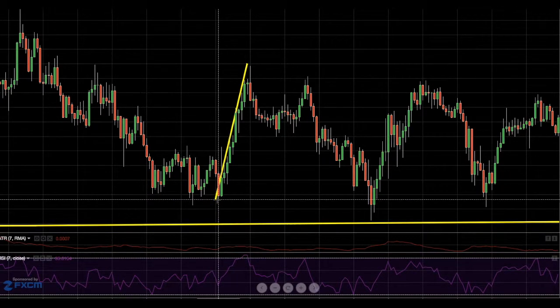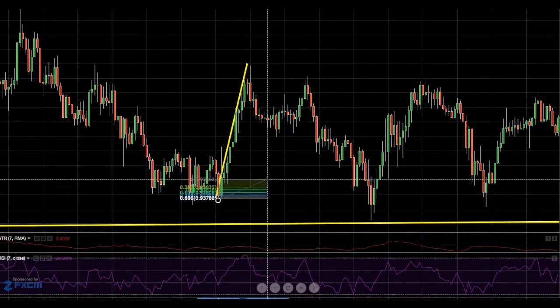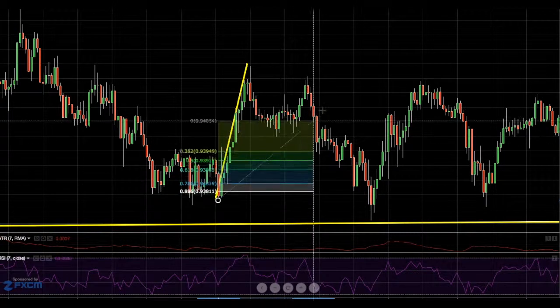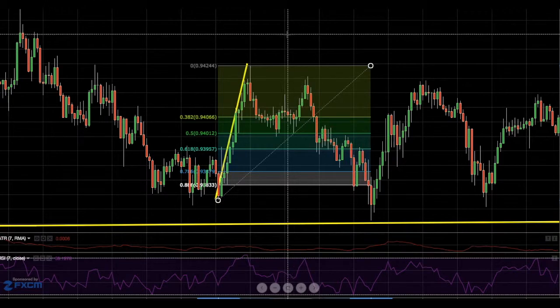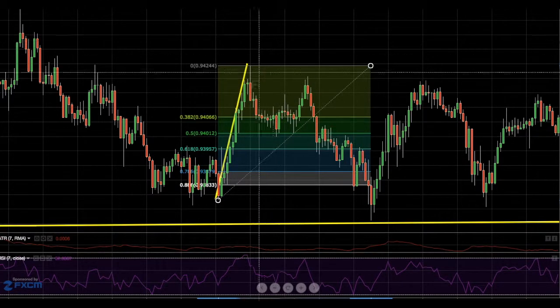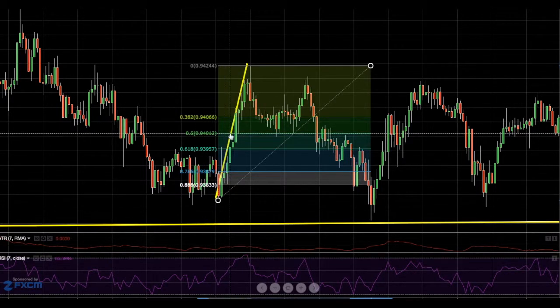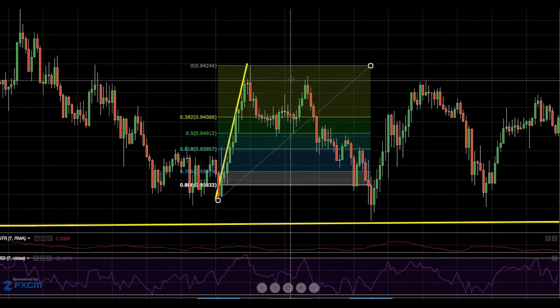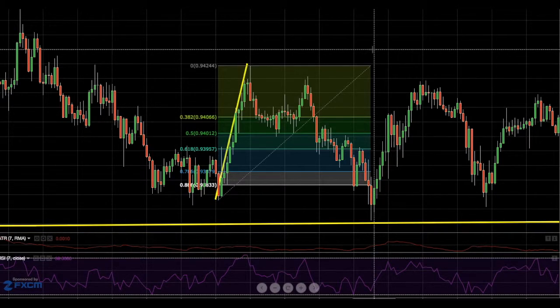Our first rule of every pattern is to drag our Fibonacci retracement tool from X to A. And this will tell us what kind of pattern is possibly setting up. We have the retracement to the 50%. What does that mean? That means that we can expect a bat pattern. So the Gartley, the butterfly, everything else goes out the door.